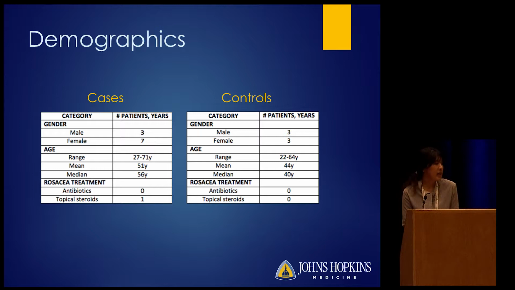So we ended up with 10 cases of ocular rosacea and then 6 controls. The baseline demographics are shown here. Out of the rosacea cases, we did have one patient who was using a topical dexamethasone eye drop. Otherwise, no patients were on any topical or oral antibiotics at the time of the evaluation.